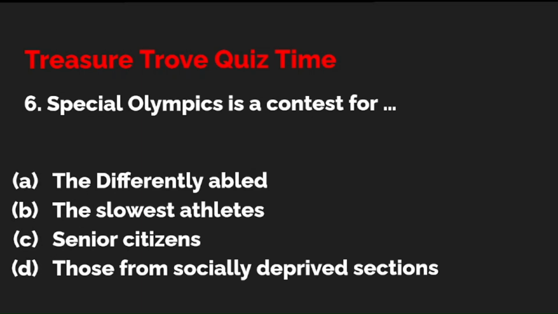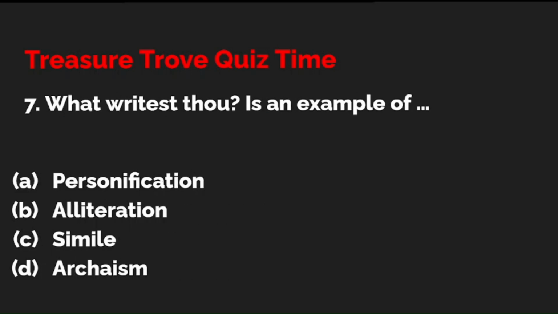Special Olympics is a contest for the differently abled, the slowest athletes, senior citizens, or those from the socially deprived sections. So the correct answer is A, the differently abled. Now, Special Olympics is basically for people whose faculties are not very sharp. They're differently abled from normal people. But they are very, very special people.